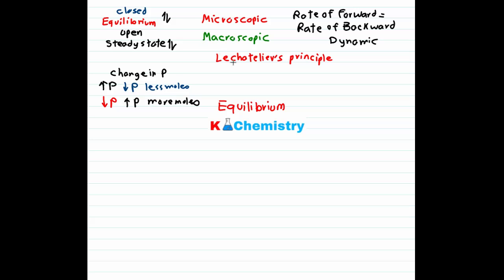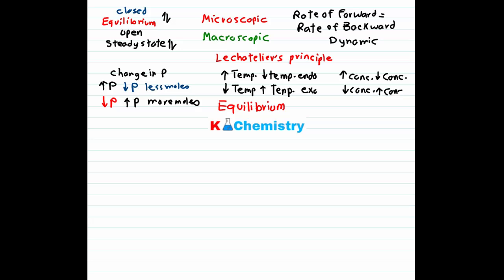If there is an increase in temperature, the system will try to decrease the temperature by moving towards the endothermic direction. And if I decrease the temperature, the system will try to increase the temperature by moving towards the exothermic direction. If I have increased the concentration of any reactant, the system will try to decrease this concentration by moving in the direction which does not form this reactant or product. If I decreased it, the system will try to increase its concentration.